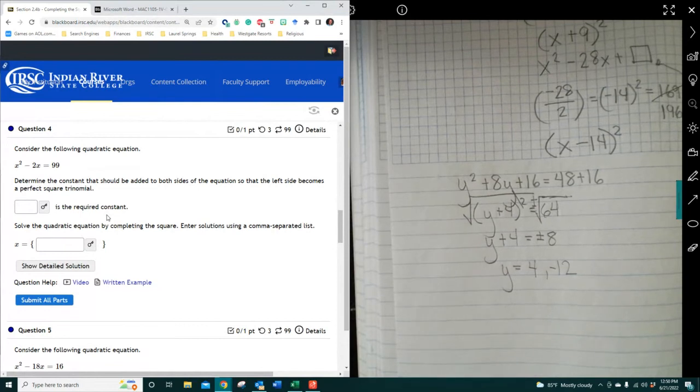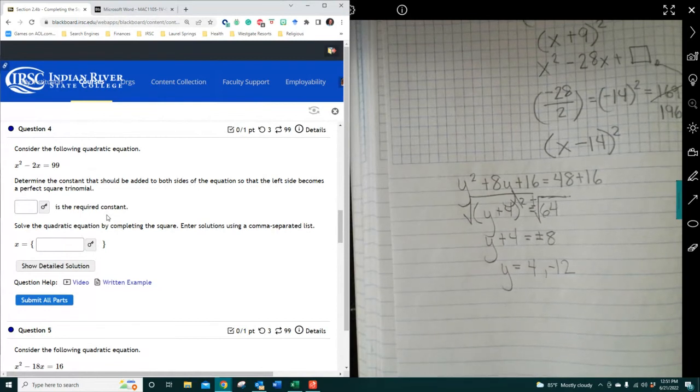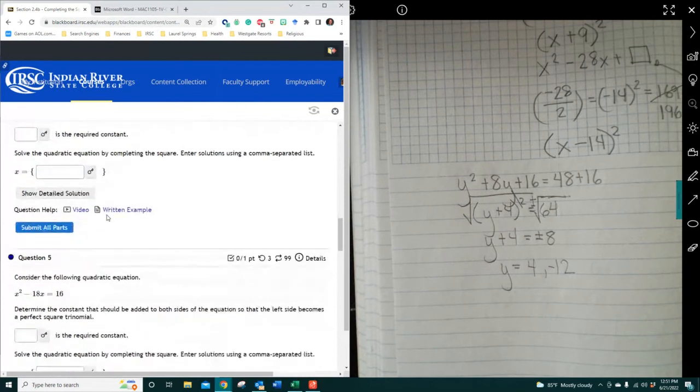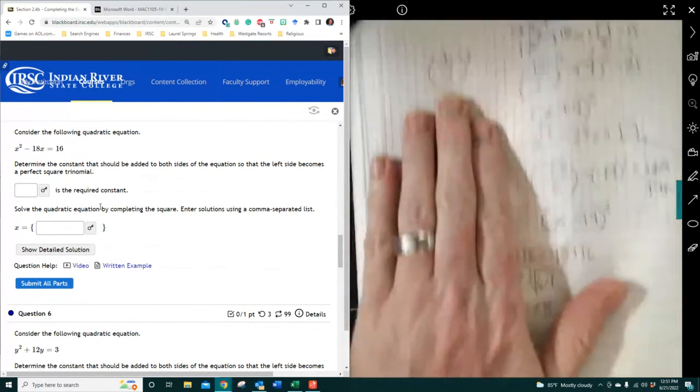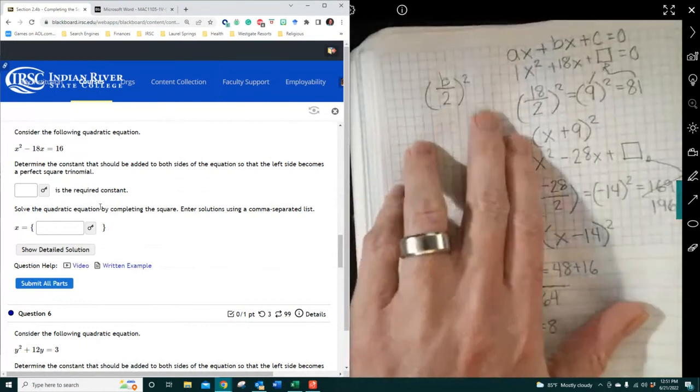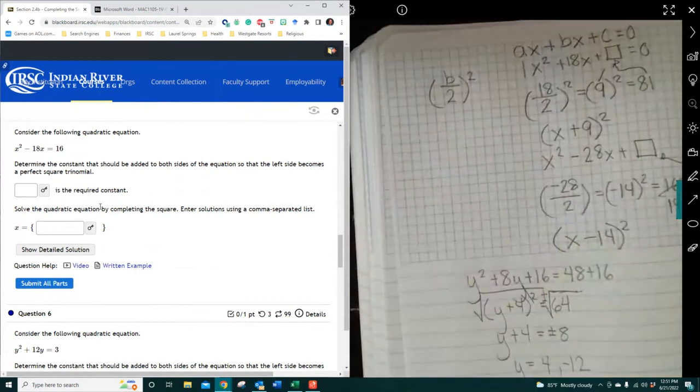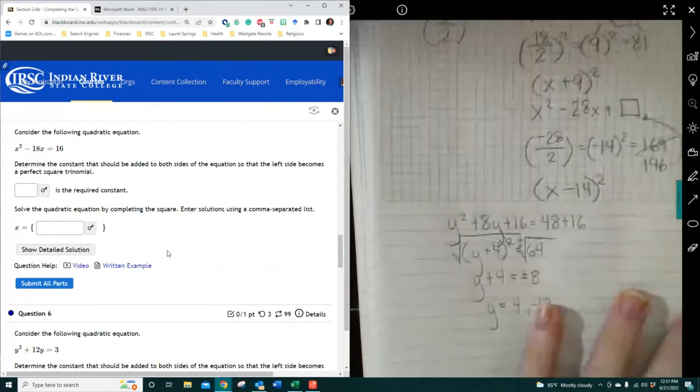Because they're with me because they want to learn, but you are with me virtually through the recording, and I hope that you also are picking up those strategies. So it's very consistent, constant, and you continue to do the process for each of these. You use the strategy of half of b squared, complete the square, and then solve for it like I did here.